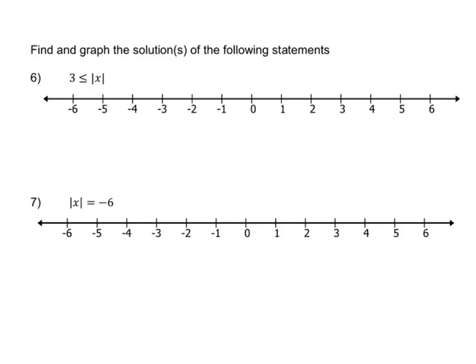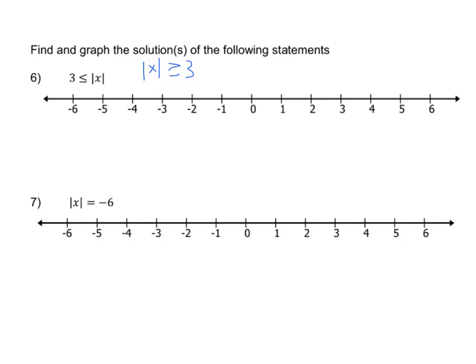Right? Well, if 3 is less than or equal to x, well, that's the same thing as saying the absolute value of x is greater than or equal to 3. Right? If 3 is less than or equal to the absolute value of x, that means the absolute value of x is bigger or equal to 3. Okay, I've talked too much here. Pause, try these on your own, and then unpause to check your answer.